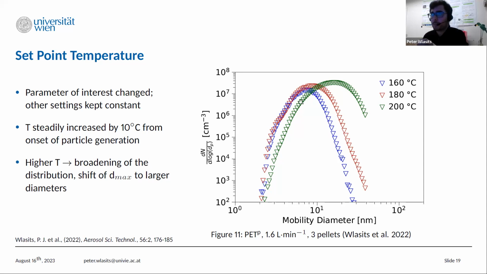On top, the position of the maxima shifted again, so not just in the height, but also on the diameter axis. And in the extreme case here of the 200 degrees, we can see that the maximum completely wandered to higher, larger particle diameters. And also again, the broadening from the red one to the green one.